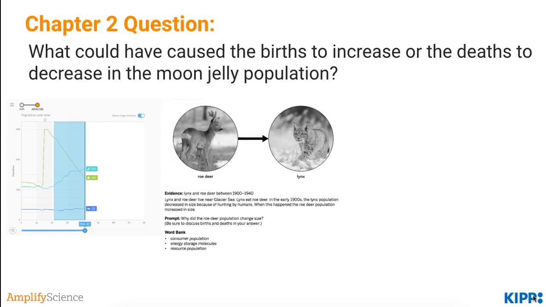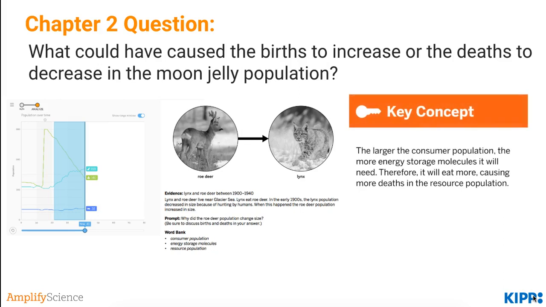They then explain their understanding in writing while looking at other populations, and at this point they should be able to explain the key concept that the larger the consumer population, the more energy storage molecules it will need. Therefore, it will eat more, causing more deaths in the resource population.